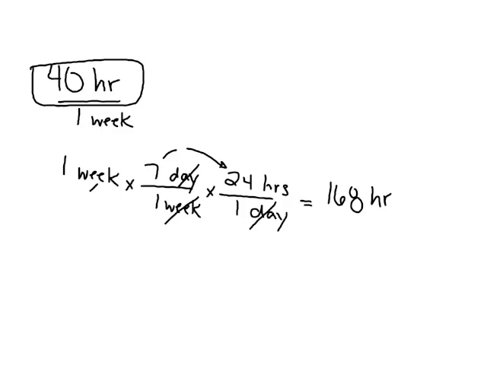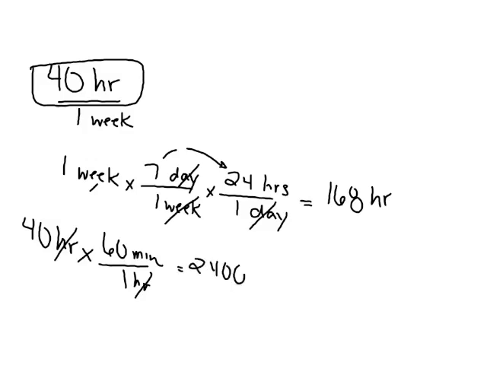Let's say, how many minutes is full-time then? 40 hours, times 60 minutes per hour. 60 minutes in 1 hour. 2,400. So in a typical work week, I will work 2,400 minutes.